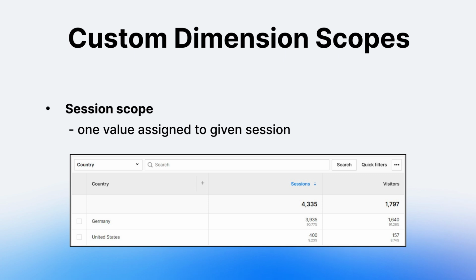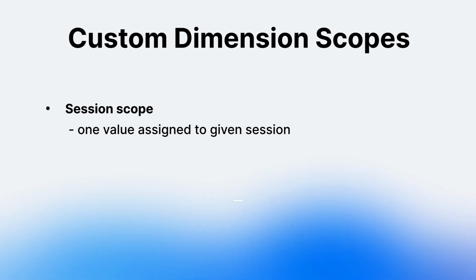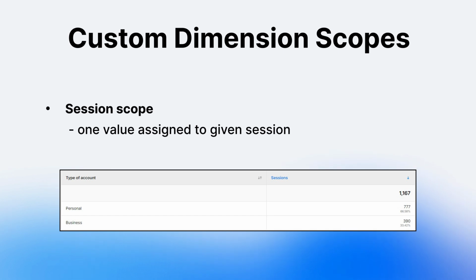An example of a session scope custom dimension would be, but that would depend on the website, user email or type of account, personal versus business account, or account tier like silver, gold, platinum. Now, notice that session scope dimension values tend to be static within a session, and that's the key characteristic of the session scope dimension, whether it's a custom or built-in session scope dimension.